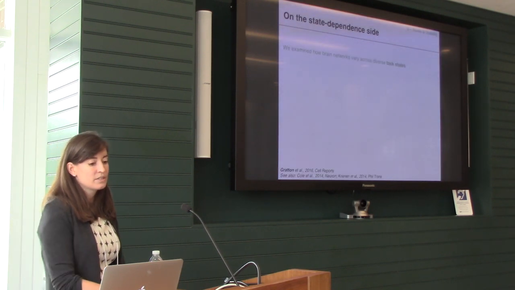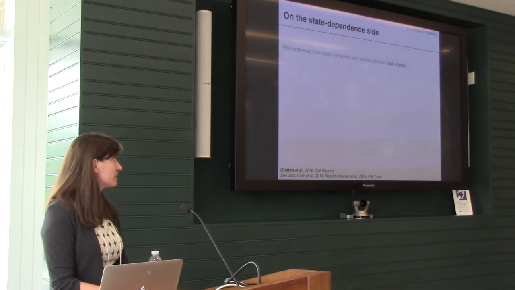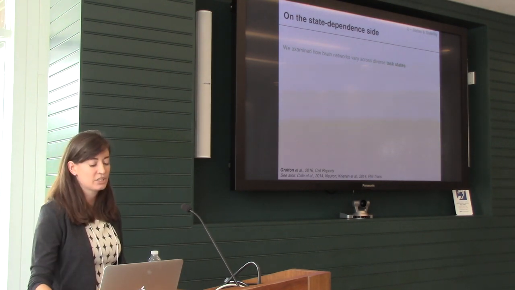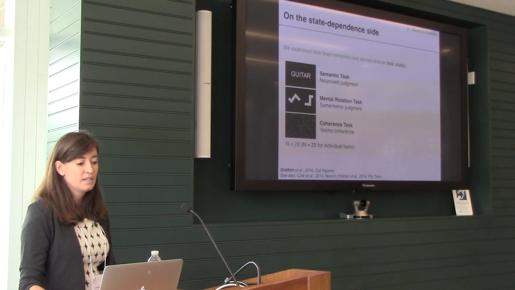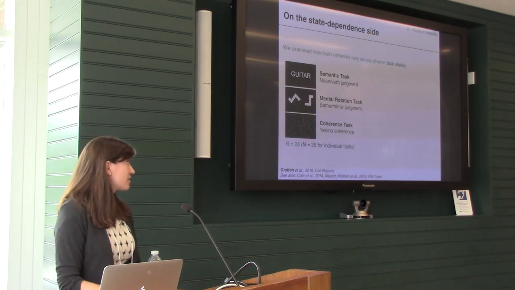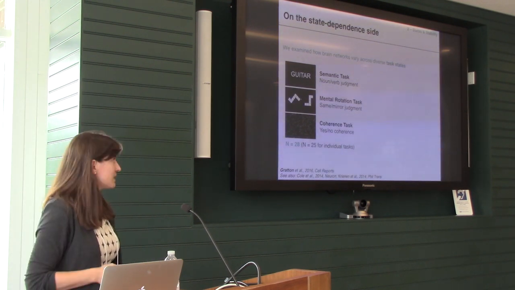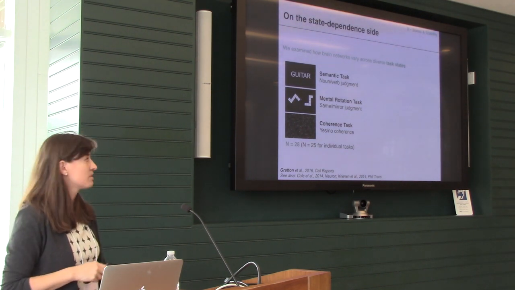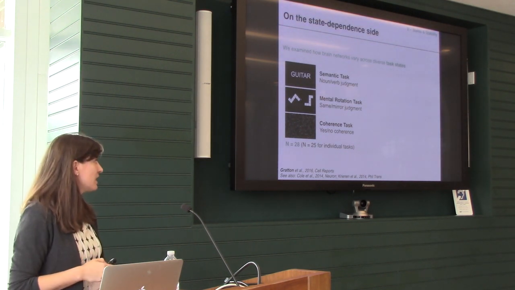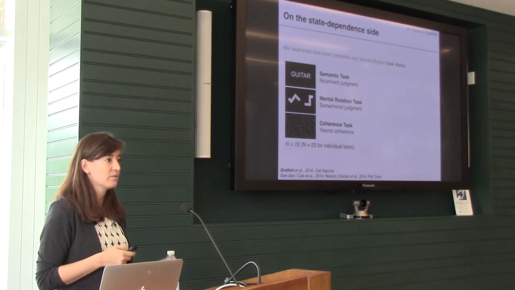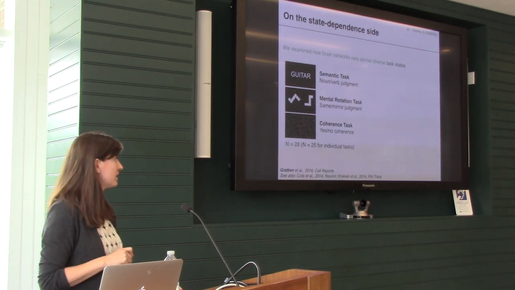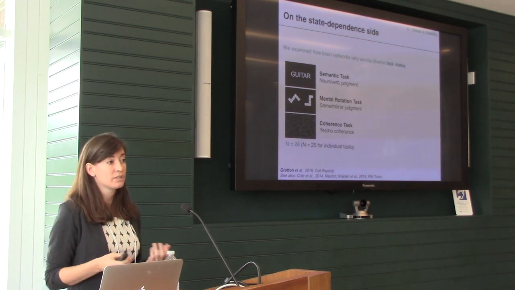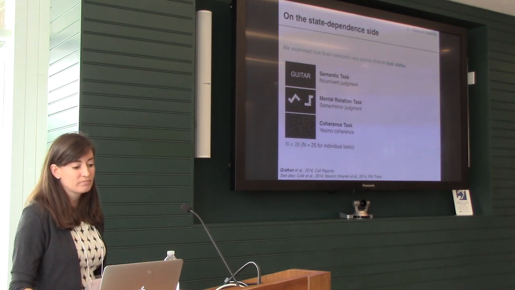On the other extreme, there's evidence that there is state dependence to these networks. So we recently did a study looking at how networks change across different task states. And across three fairly diverse task states: a semantic task where participants saw a word and were asked to make a noun or verb judgment on this word, a mental rotation task where they saw two objects and had to say whether they were the same or mirror images of one another, and a coherence task where they saw an array of dots on the screen and had to decide whether or not they were arranged concentrically.